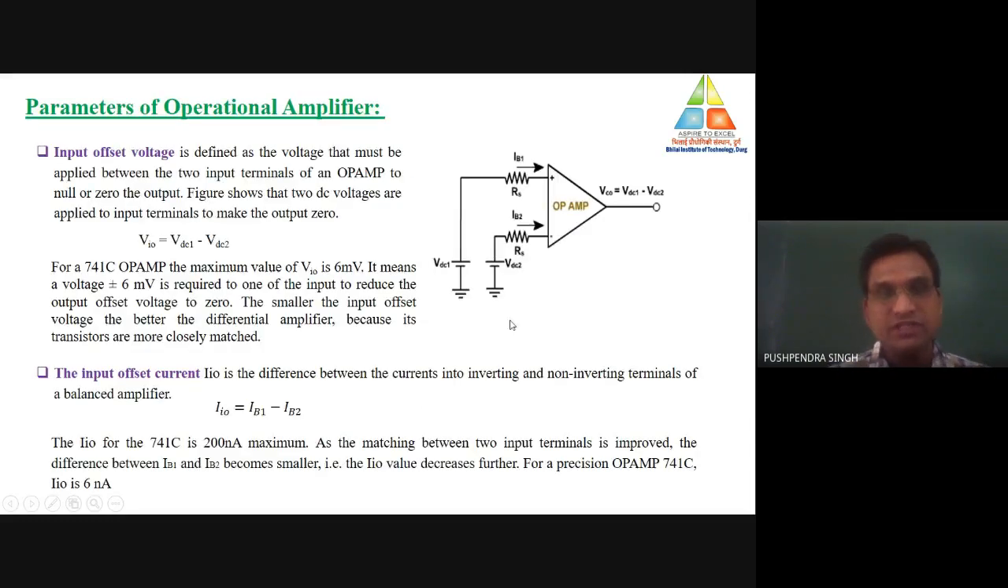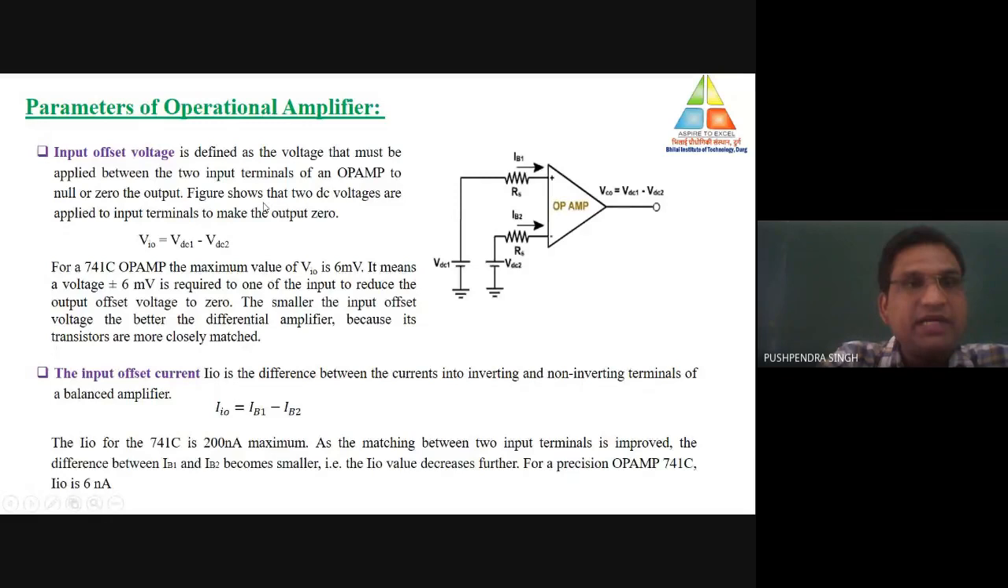So that was the basic connection diagram of the operational amplifier. Now the parameters. What different kinds of parameters are needed for defining the operational amplifier, for analyzing it, and for calculating values with its help? So let's discuss the different parameters of the operational amplifier one by one.